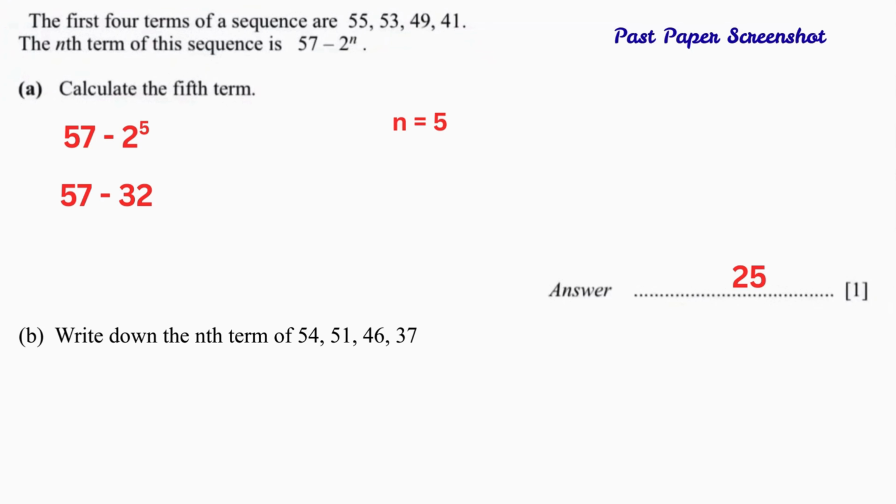Write down the nth term of the sequence 54, 51, 46, 37. Okay, first check if it's arithmetic. Well, it's not, as the difference between two adjacent terms is not the same. 51 minus 54 equals minus 3, 46 minus 51 equals minus 5, and 37 minus 46 equals minus 9. We also don't find square, cube, or triangle numbers, right? So this must be a vertical pattern question, and since no table is given, we'll make one.